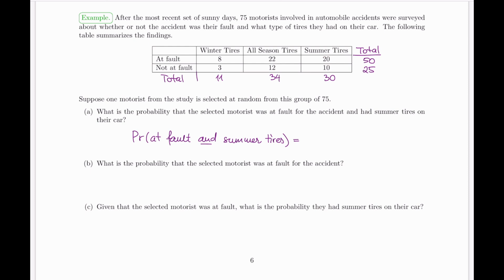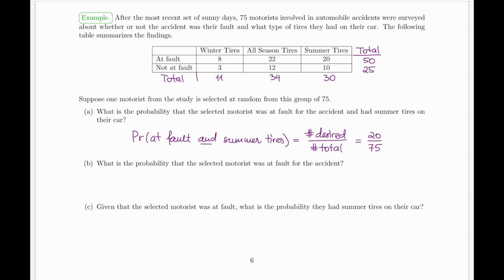So we are going to go back to our handy-dandy number of desired outcomes divided by the number of total outcomes. Desired, meaning I am interested in those motorists that were at fault and had summer tires on, which there are 20 of, and the number of total motorists that were surveyed was 75. So 20 out of 75, which is about 27%.